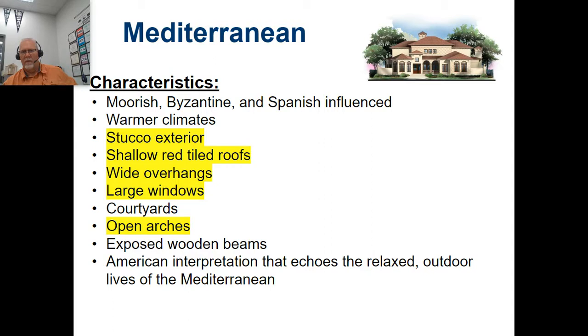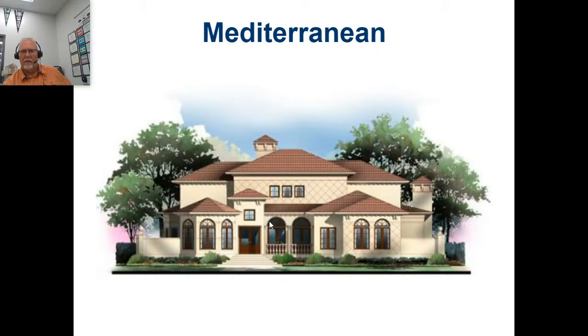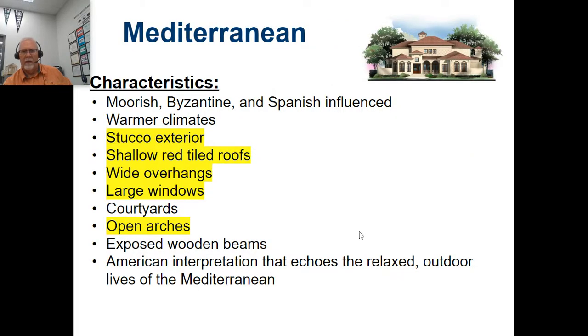Courtyards are very common with this, kind of a backyard or a tiled area, maybe in the middle of the home where there's no roof over the top. Oftentimes open arches like you see in this example, open archways for your entries, and they tie that into the windows as well. Exposed wooden beams are common, so again, that ties in closely with the adobe style that we looked at first as we were moving through these.